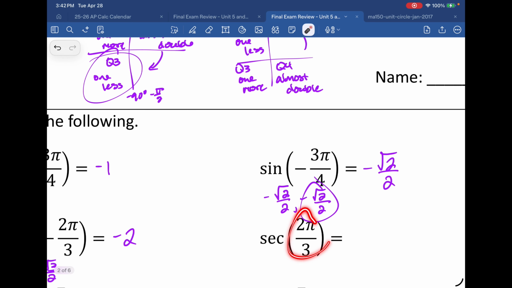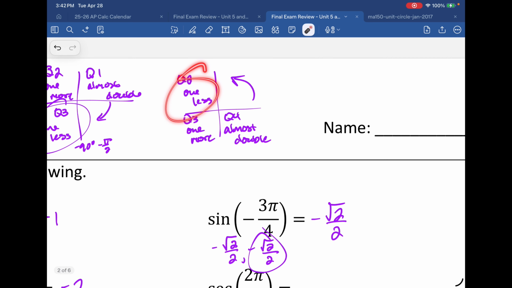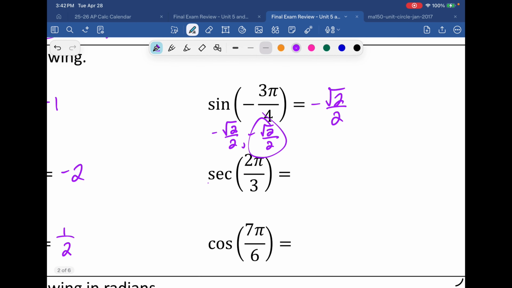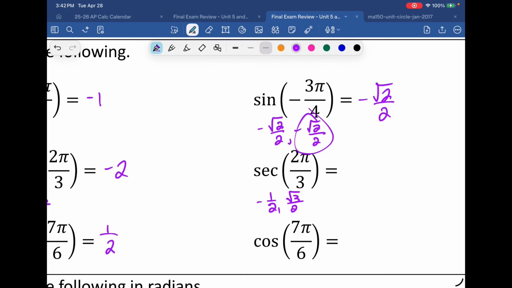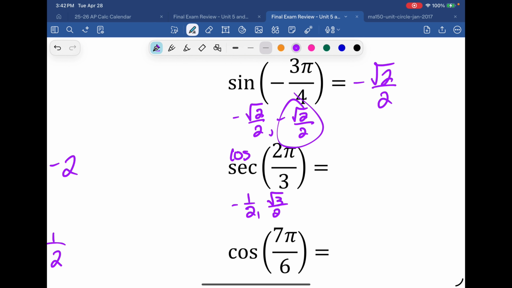So 2 pi over 3, that's one less. That's quadrant 2. So x is negative. Y is positive. Secant is the reciprocal of cosine. I like how this is the same value. Cosine is x. It's going to be a negative 2.